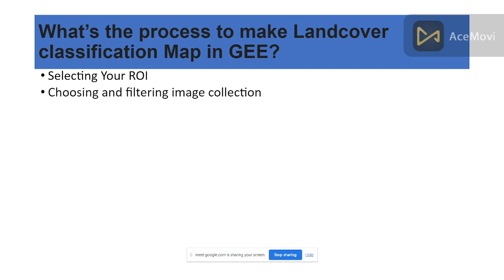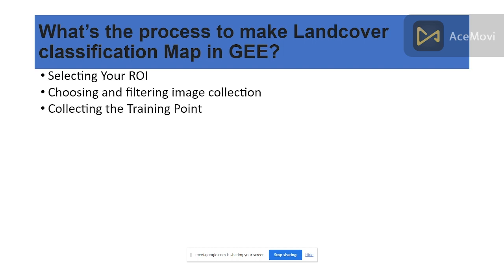After that, you have to choose and filter the image collection. If you want, you can use Landsat imagery, or you can use Sentinel imagery. You can simply choose and then filter this image collection according to your region of interest, according to the specific time period, according to the specific metadata. All of those filters you apply.